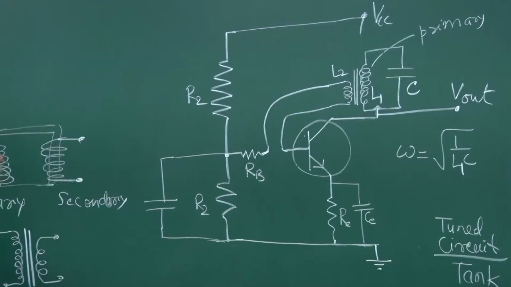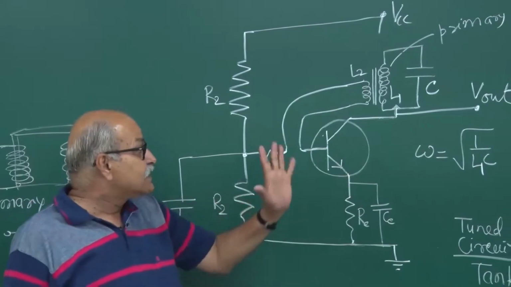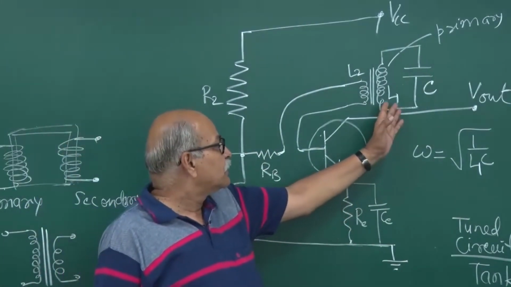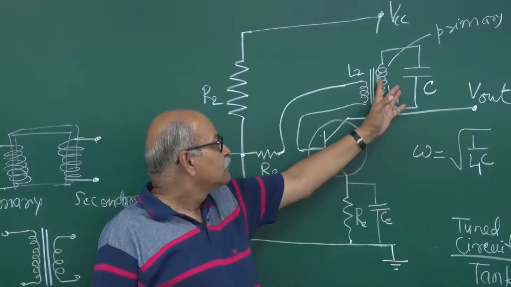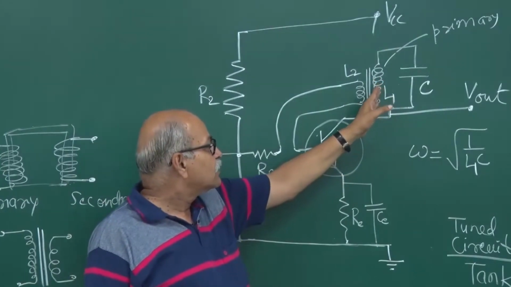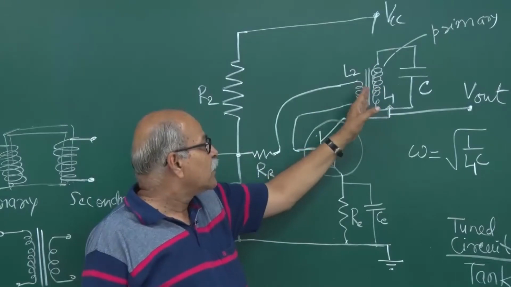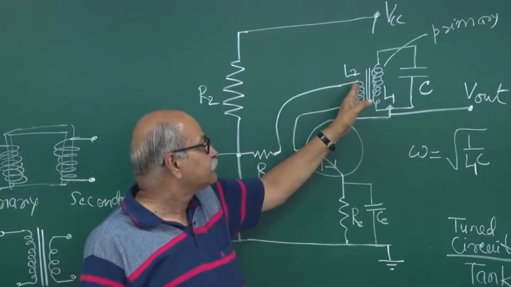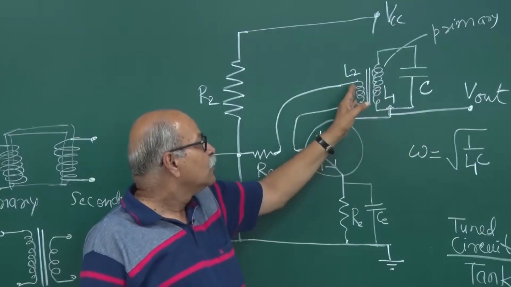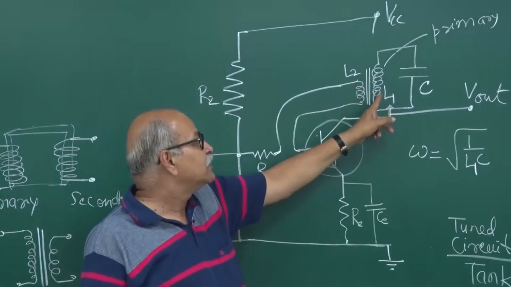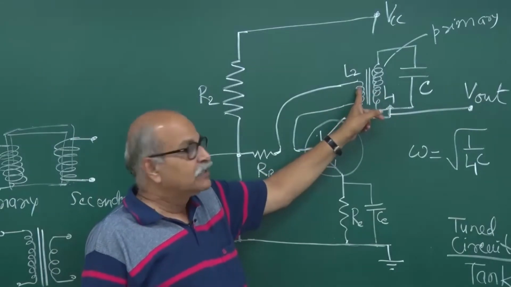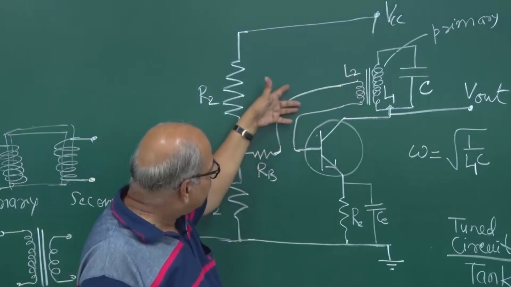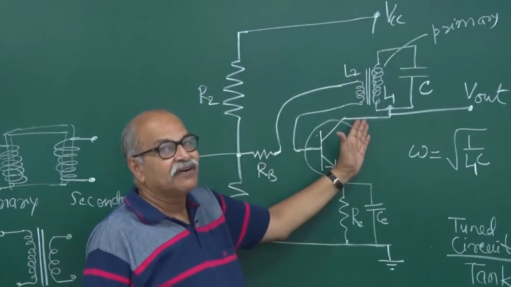And how do we ensure that the phases are correct? Whatever the oscillations are here, when the transformer primary and secondary coupling is made, the direction of winding ensures that there is a 180 degrees phase change between this part and this part. So there is a 180 degrees phase change, and then this signal goes here and gets amplified.